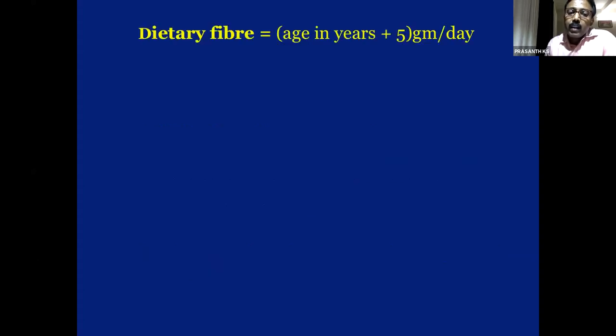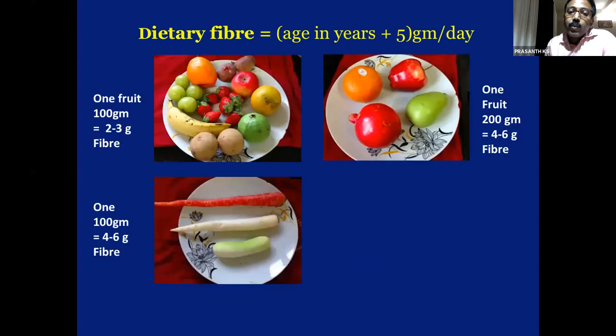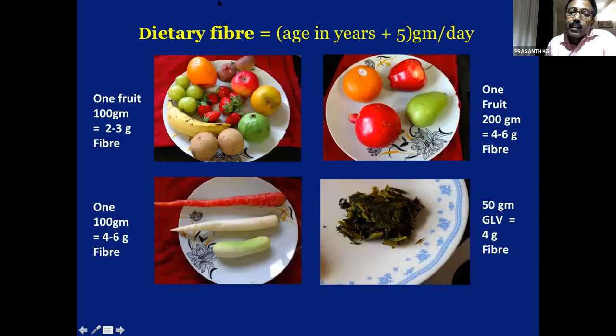Similarly, as a rule of thumb, the dietary fiber intake for a child is age in years plus 5 grams per day, which will give the actual requirement of fiber for a child. So we can incorporate dietary items like fruits; one serving of 100 grams will give 2 to 3 grams of fiber. If you double the portion, that will provide double the fiber. Similarly, tuberous vegetables like carrot, radish, etc., are also rich in fiber.